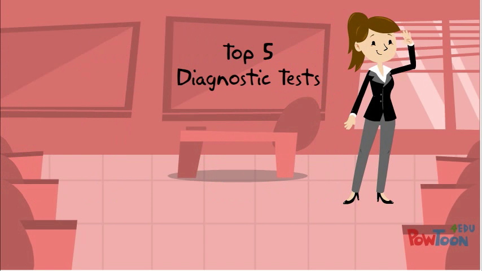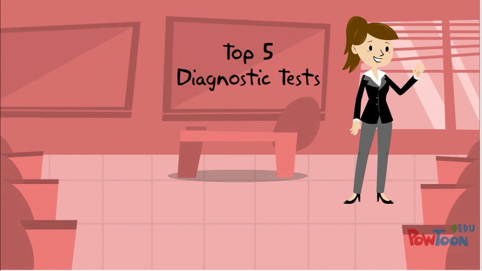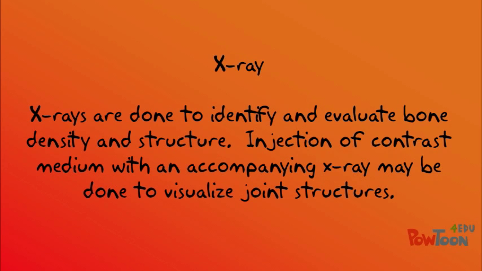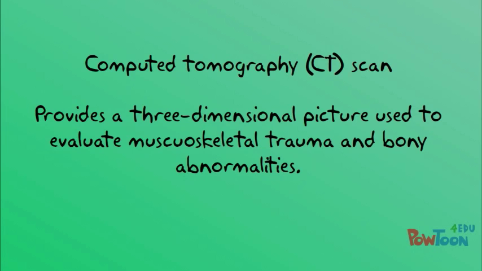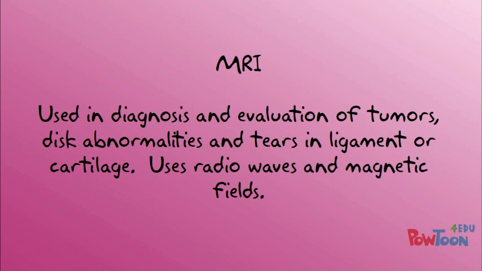We will now go through the top 5 diagnostic tests of the musculoskeletal system. X-rays are done to identify and evaluate bone density and structure. Injection of contrast medium with an accompanying X-ray may be done to visualize joint structures. A CT scan provides a three-dimensional picture used to evaluate musculoskeletal trauma and bony abnormalities. An MRI is used in diagnosis and evaluation of tumors, disc abnormalities, and tears in ligament or cartilage.